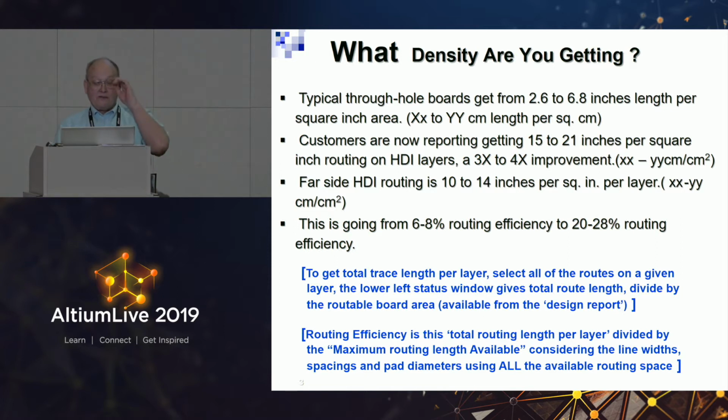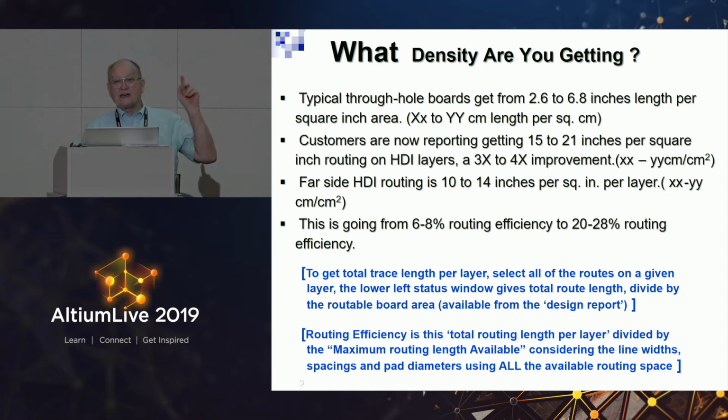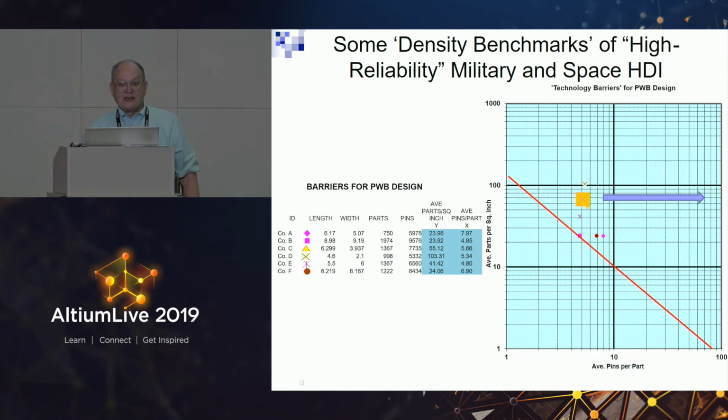And if you want, how do you get that number? Well, like I say, to get the total trace length per layer, select all the routes on a given layer. Usually the lower left-hand status window gives the total route length divided by the routable area. And the routable area is usually available from the design report. In the HDI guidebook for Altium and the HDI handbook are the actual equations and how to collect these various things.